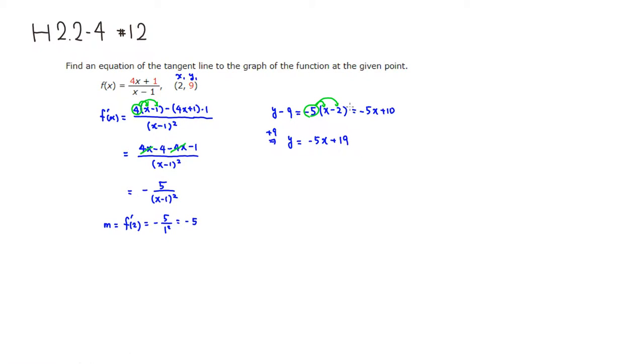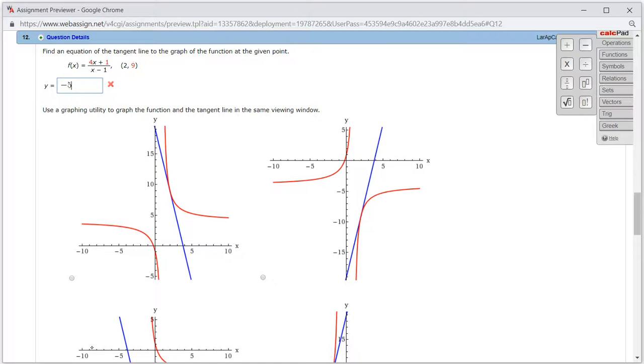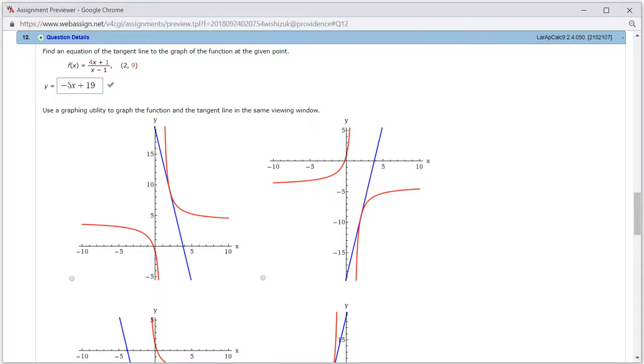So let's type it in: negative 5x plus 19. Let's check the answer. It came back and looks like we got the equation correctly. Now let's use GeoGebra to sketch the picture here.